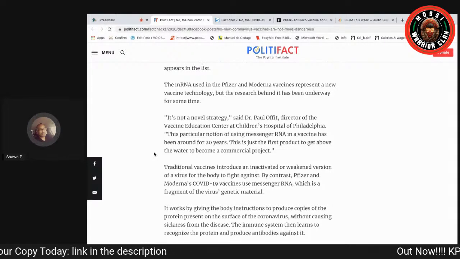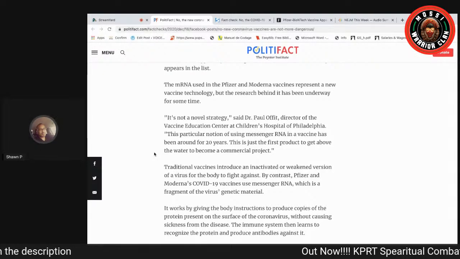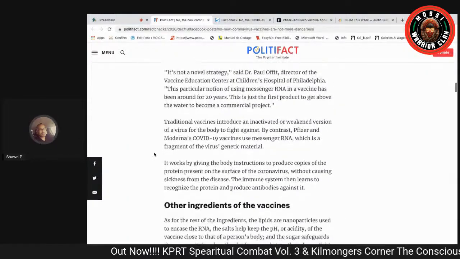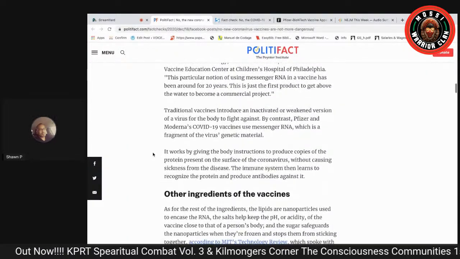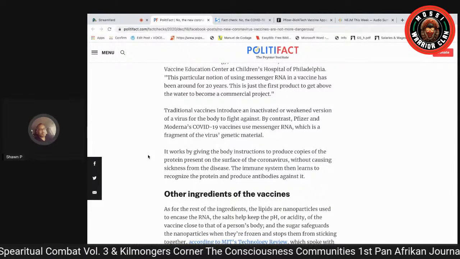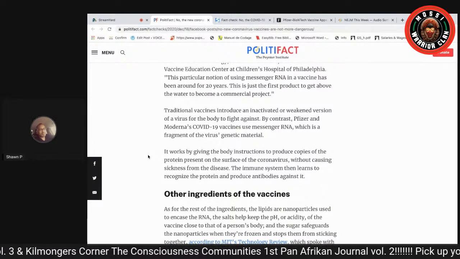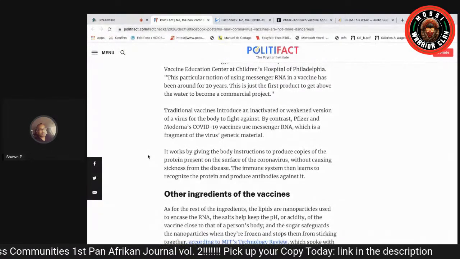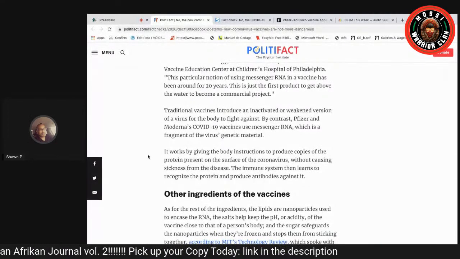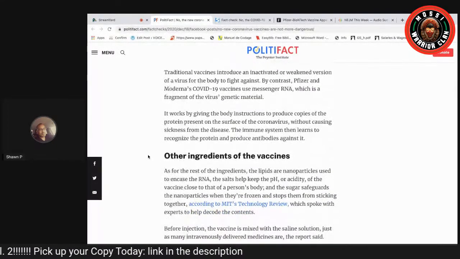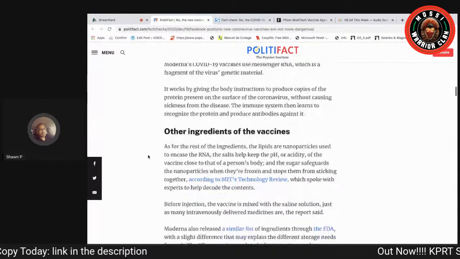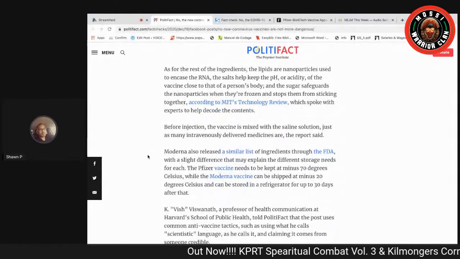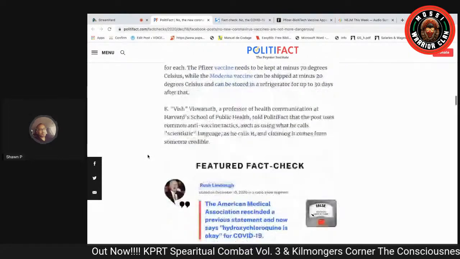This particular notion of using messenger RNA in a vaccine has been around for 20 years, actually almost 30. This is just the first product to get above the water to become a commercial product. Traditional vaccines introduce an inactive or weakened version of a virus into the body to fight against. By contrast, the Pfizer and Moderna COVID-19 vaccines use messenger RNA, which is a fragment of the virus's genetic material, which we're familiar with. Now, other ingredients of vaccines, you can get into the rest of that, but it really doesn't have to do with what we dealt with, because we got into all of that.